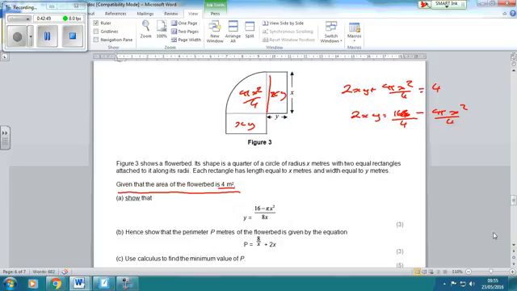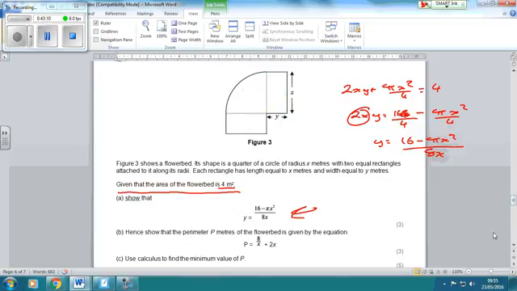And then we're going to bring this 2x down to the bottom. So we get y equals 16 minus pi x squared. And instead of just 4 being on the bottom, I'm going to multiply that by the 2x to get 8x, which is what we get there. Hence, show that the perimeter P of the flower bed is given by this equation.